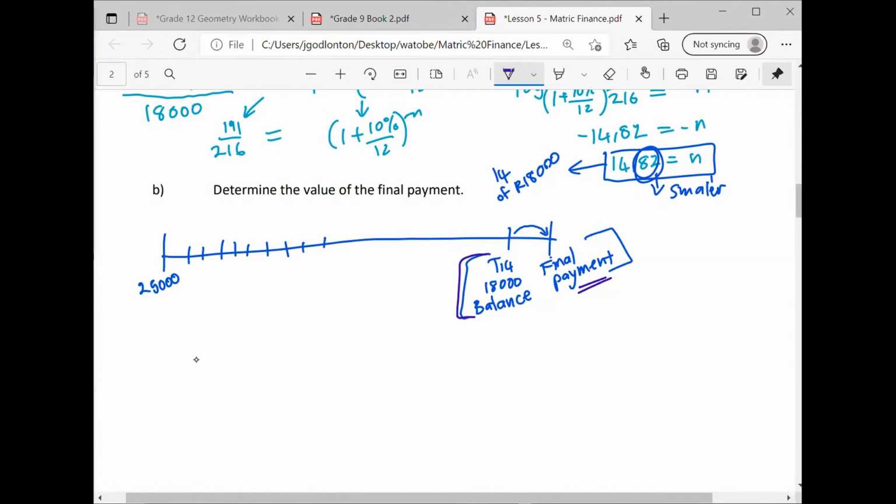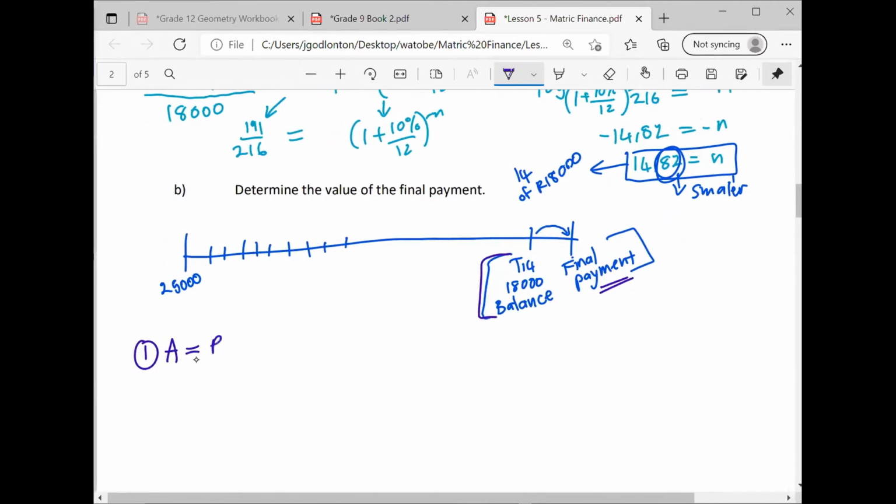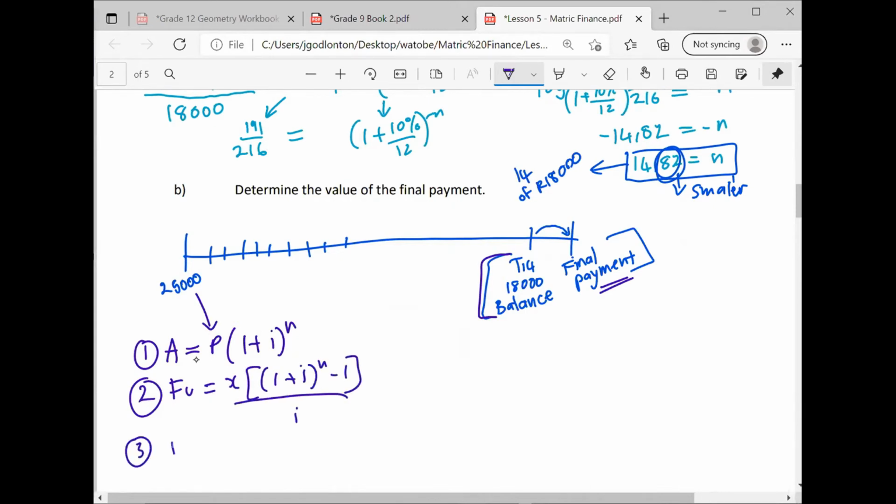So remember your steps. The first step is you want to find A. Okay, and remember P is the value of the loan. The second step is you want to find your future value. Let's just write that formula in. And your third step is to find your balance, which is your A minus your FV. That's the first thing I want you to do.